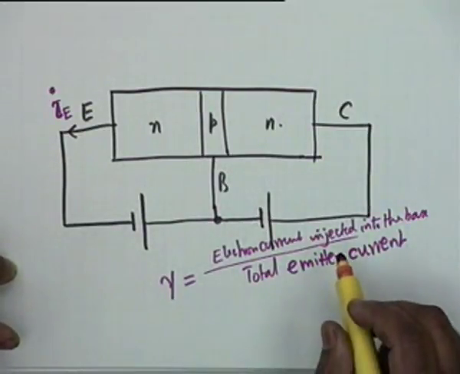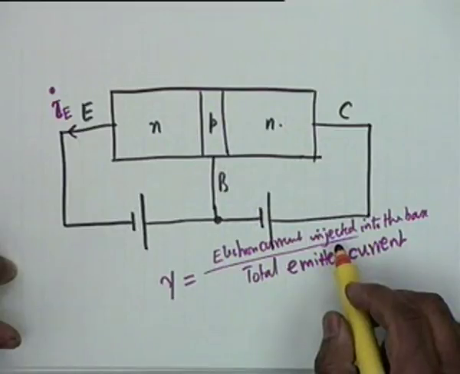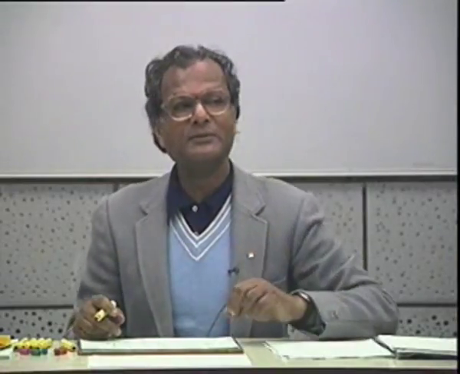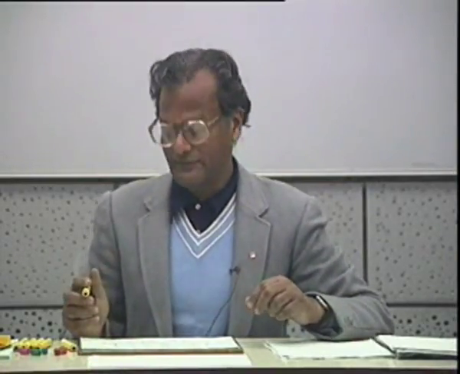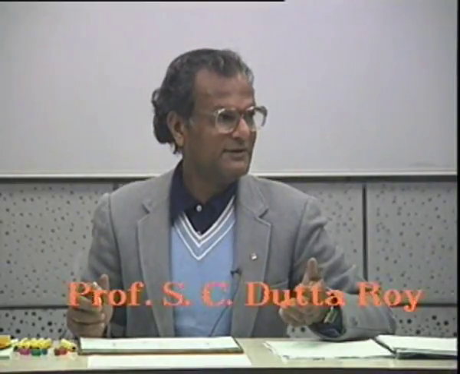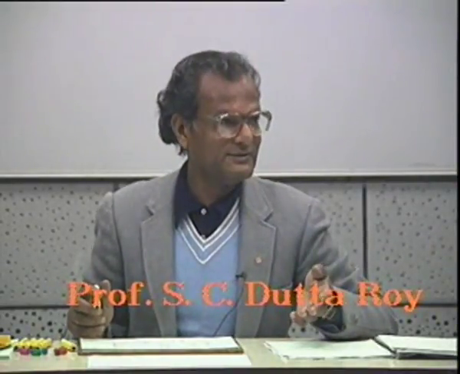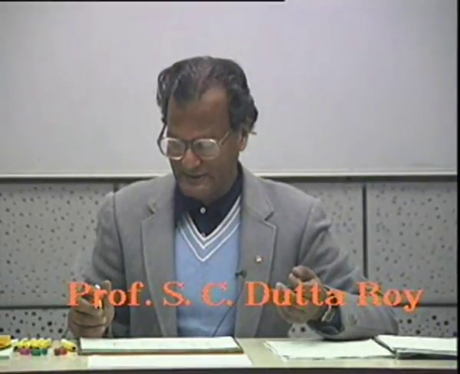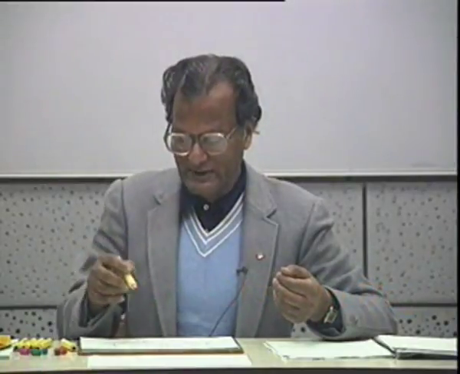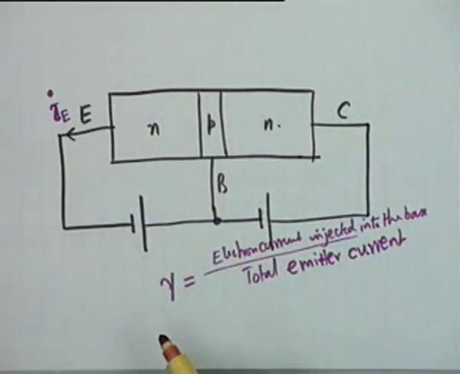This ratio usually is very close to unity. 0.999 is a typical figure for a good transistor. The reason is that the holes are in minority, and therefore the hole current is negligible compared to the electron current, and most of the current that enters into the P region is the electron current.